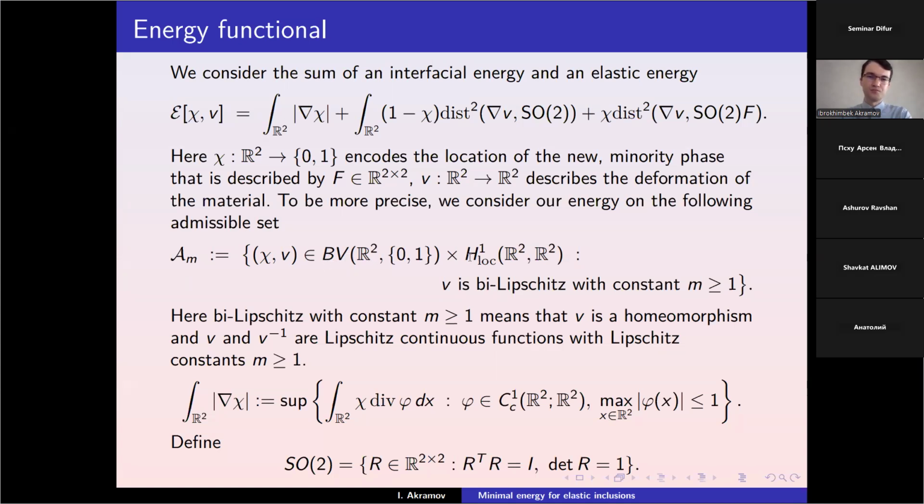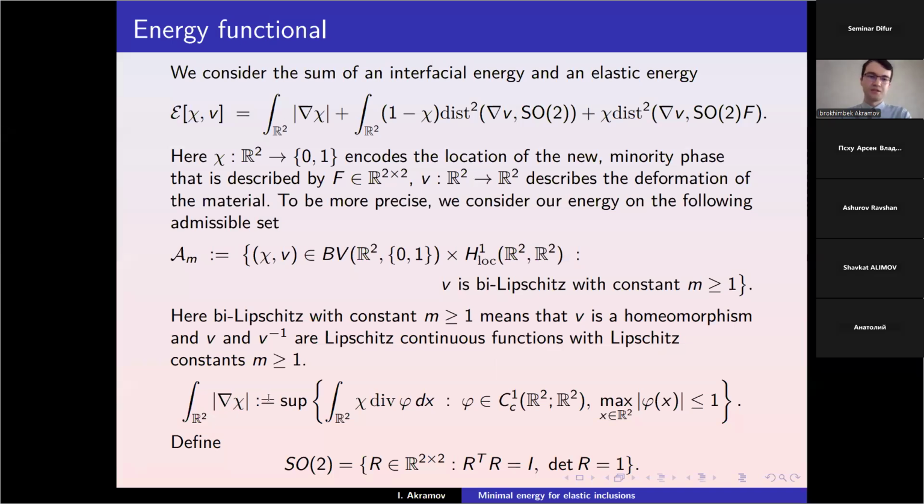Chi is from the bounded variation set, while V is H^1 loc, so this means that nabla V should be in L2. And V is bi-Lipschitz with constant M. That means V itself is Lipschitz with constant M bigger than 1, and its inverse is also Lipschitz continuous with M, and V is a homeomorphism.